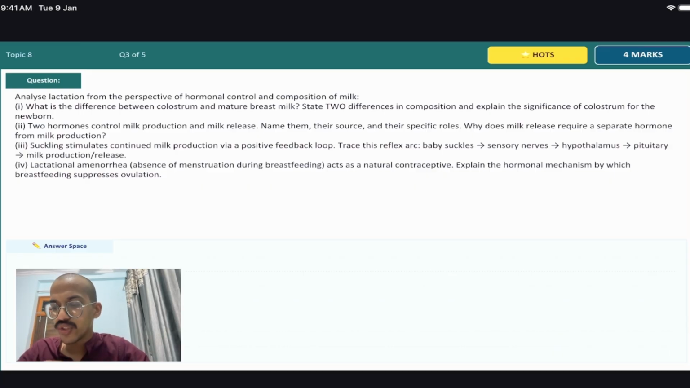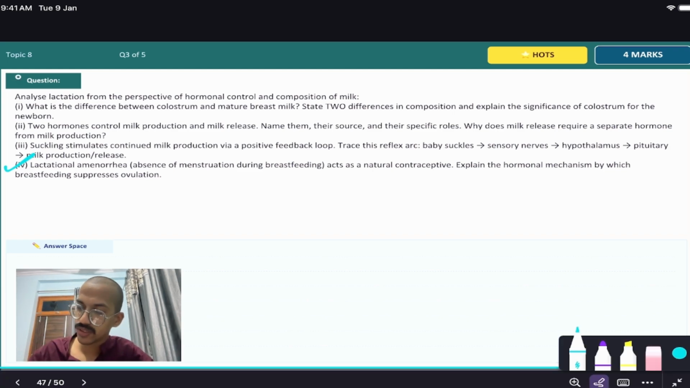Next is lactation. This is an easy, straightforward question. Only two hormones, prolactin and oxytocin, help in this process, and you should know who will secrete and who will produce them. There is also a question on lactational amenorrhea, which you can do. This is an important but very straightforward question. Take a screenshot and try to do it yourself. If you didn't get it, let me know in the comment section.